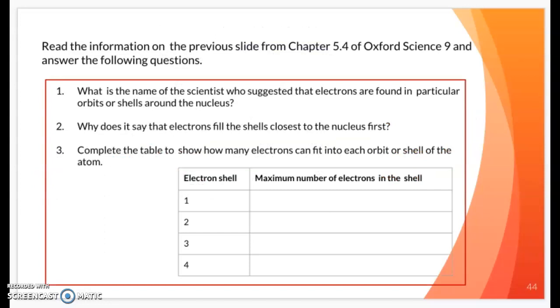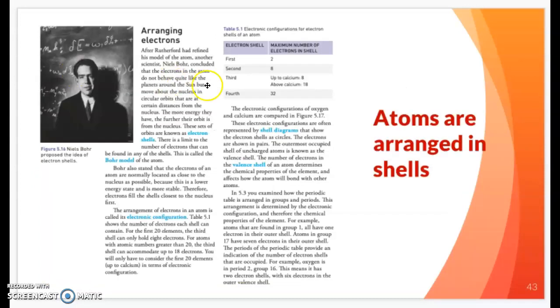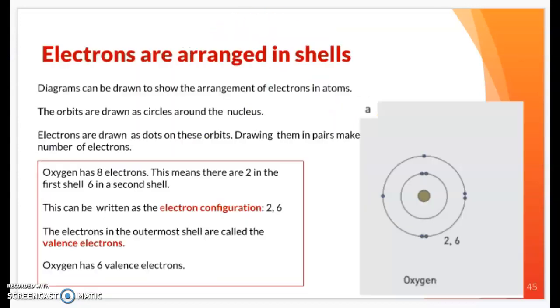And then number 3, the table to show how many electrons can fit into each orbital or shell was the one we focused on just up here. So please take a moment to copy the key things down and go and get nice and familiar with it. Now let's look at some diagrams.